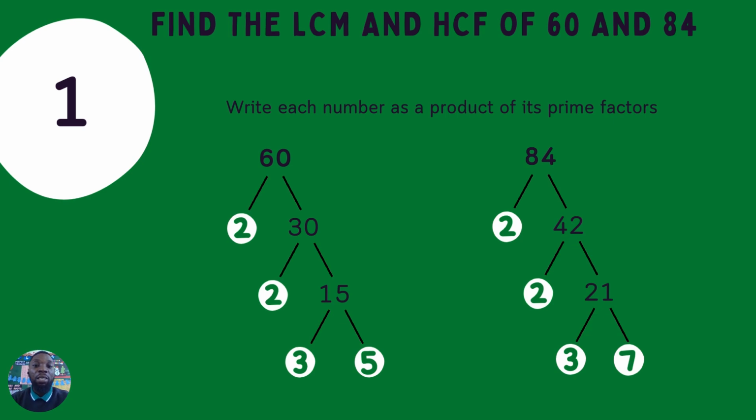So finding the LCM of 16 and 84, like I mentioned earlier, using the multiple method can be very exhausting. It can drain you, because if you start looking for the multiples of 60 alone, that can take chunks of your time. So let's use our prime factors. Using prime factors is very easy. So start with 60.